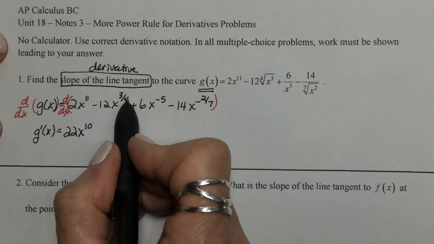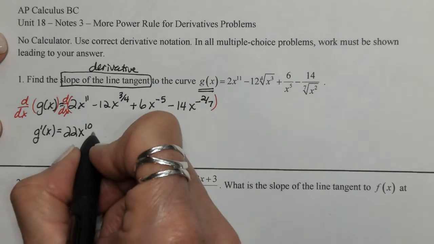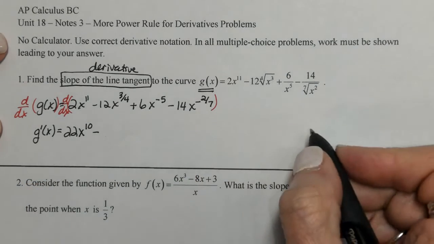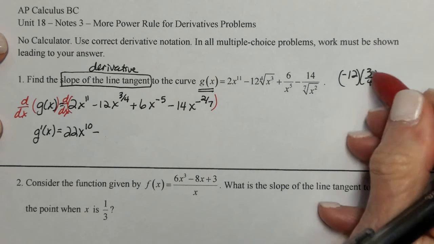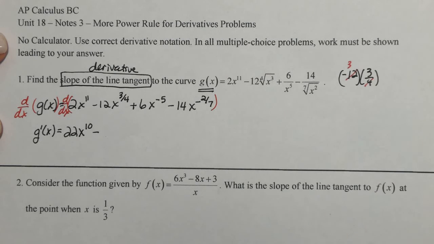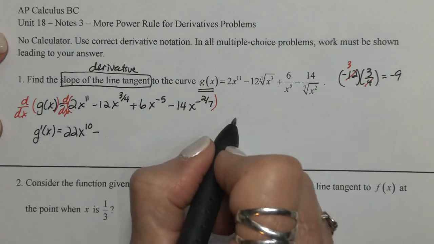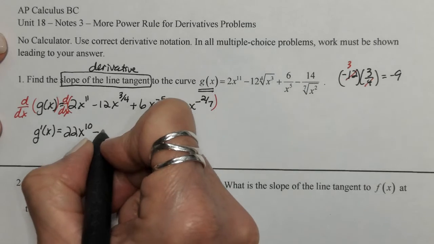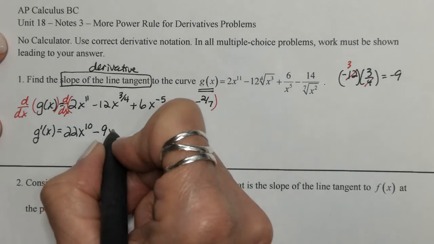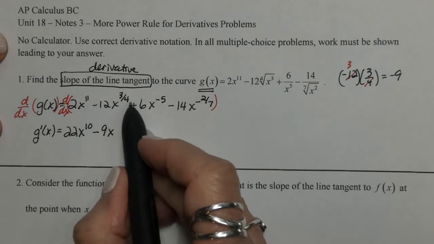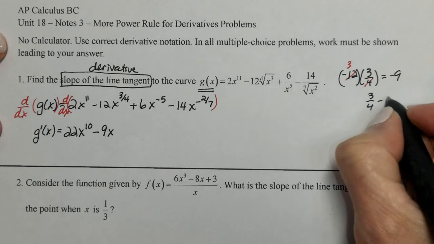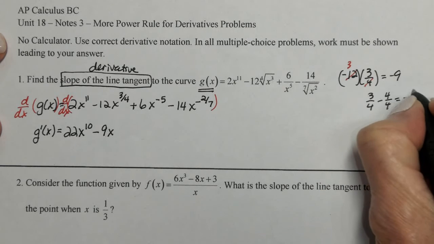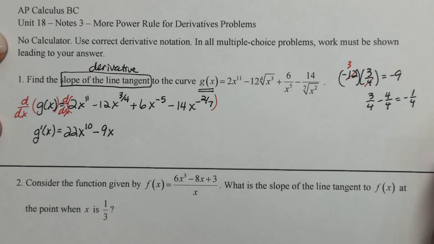Next term, 3/4 times negative 12. If you need to come off to the side and multiply that out, negative 12 times 3 over 4. The 4 and the 12 reduce, and this leaves us a negative 9. So feel free to come off to the side and simplify fractions, do what you need to over there. But this is going to be a minus 9. X to the, we are reducing 3/4 by 1. So 3/4 minus 1. 1 can be written as 4 over 4. 3/4 minus 4/4 is negative 1/4.